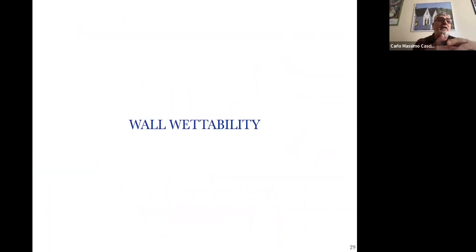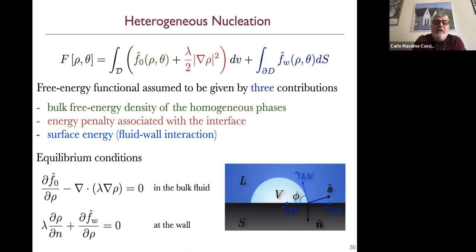Now, if we want to get closer to a realistic configuration, of course, we had to include the interaction with the wall. So we had to deal with wall wettability. To include the wall wettability in the model, what we need to do is to modify the free energy functional by including a term which accounts for the energy of interaction between the fluid and the solid wall, which is the last surface integral on the top part of this slide. If you look for the equilibrium conditions, we now have to minimize this augmented modified functional. And then, of course, you obtain a different set of Euler-Lagrange equations.